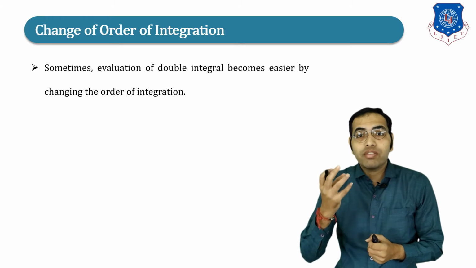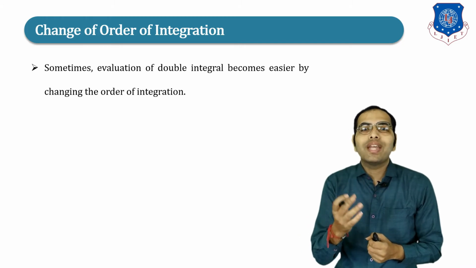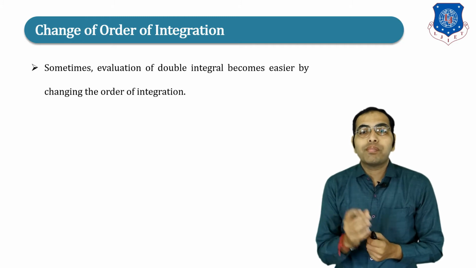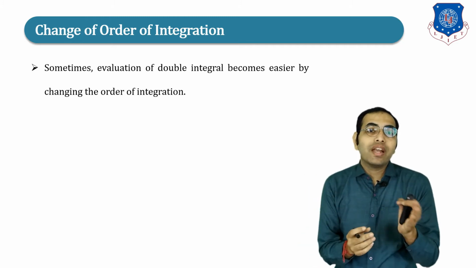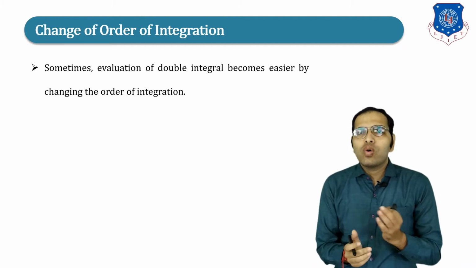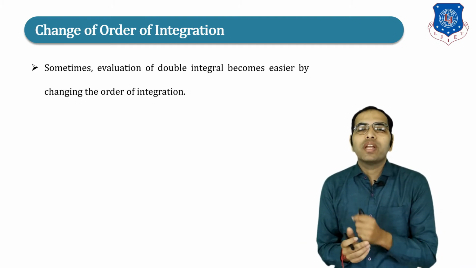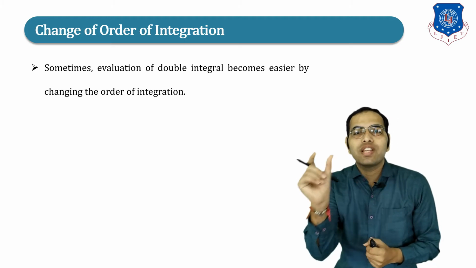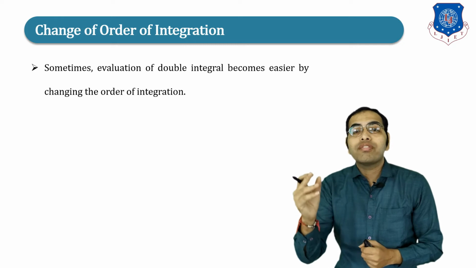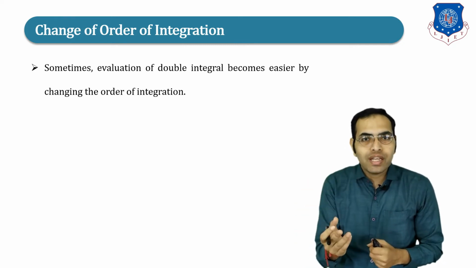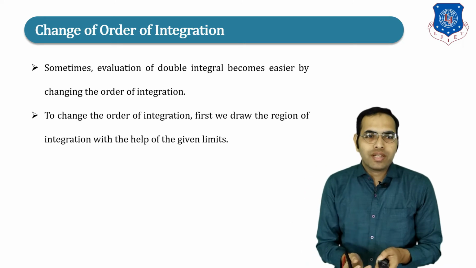Sometimes we have a function which is non-integrable, so we cannot go for direct integration of that type of particular function. In that case, we have to apply changing the order of integration, also called changing the limit of integration. That means suppose we have the limit in the form of dx dy, then we go for dy dx, meaning first the integral with respect to y, then after that with respect to x.